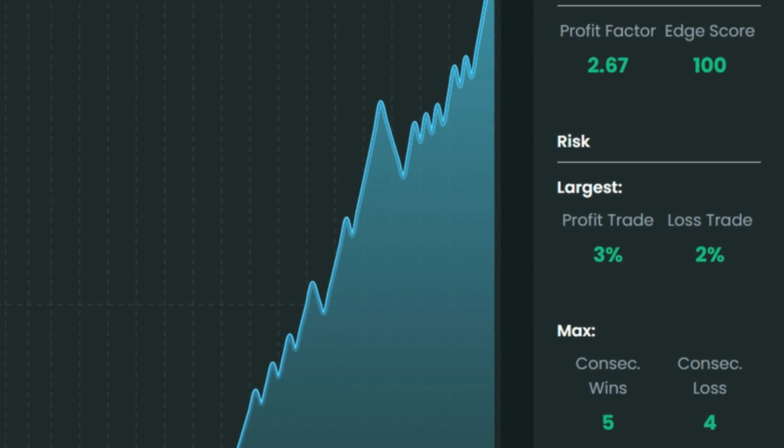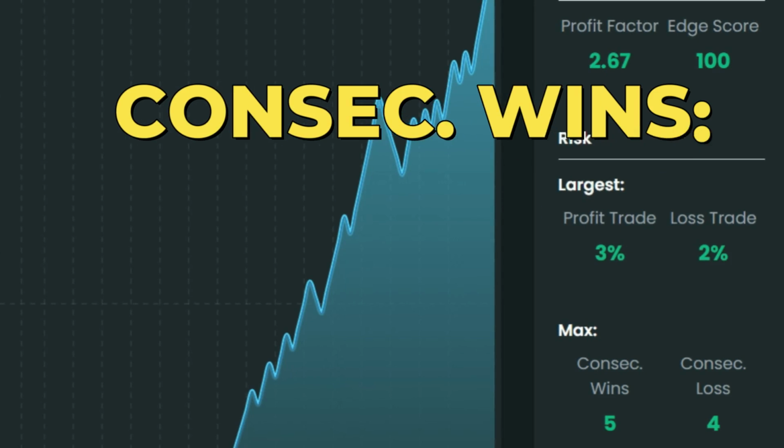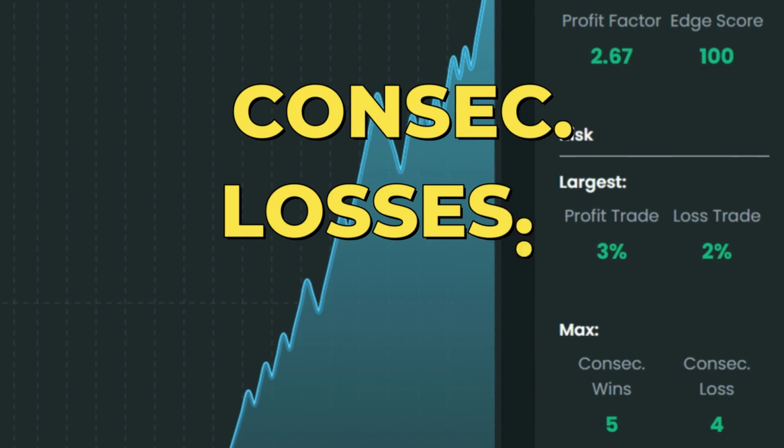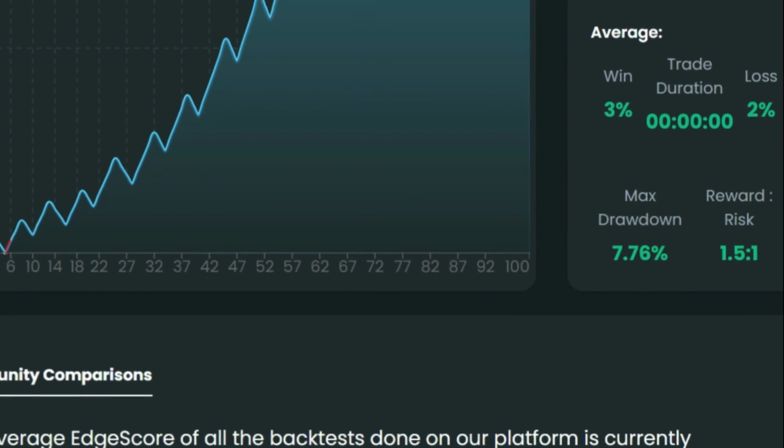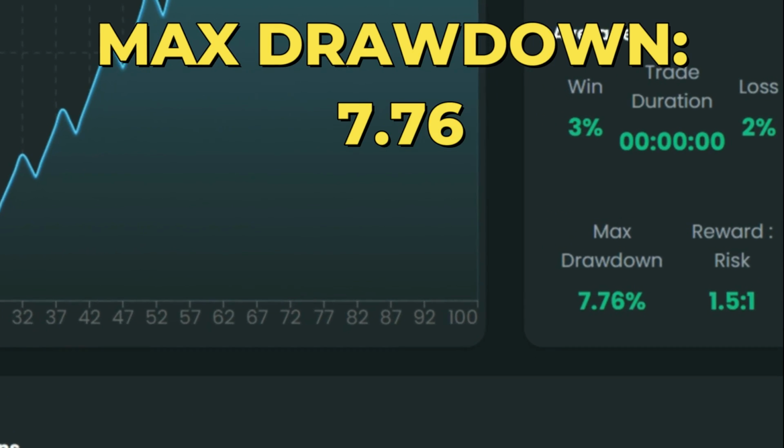Interestingly, during the backtest, we encountered a winning streak of 5 trades and a losing streak of 4 trades. The maximum drawdown was a modest 7.76%.